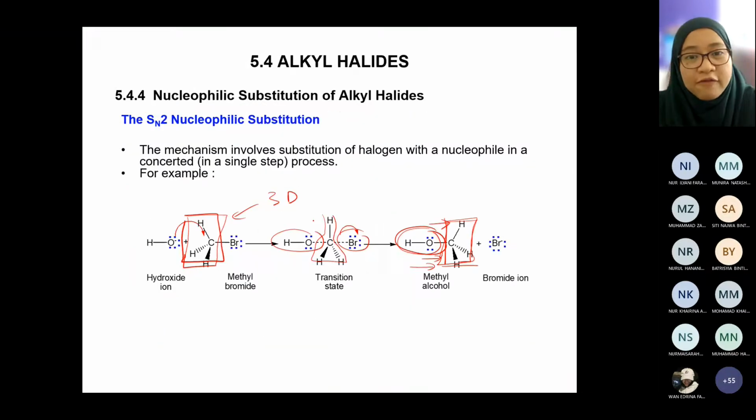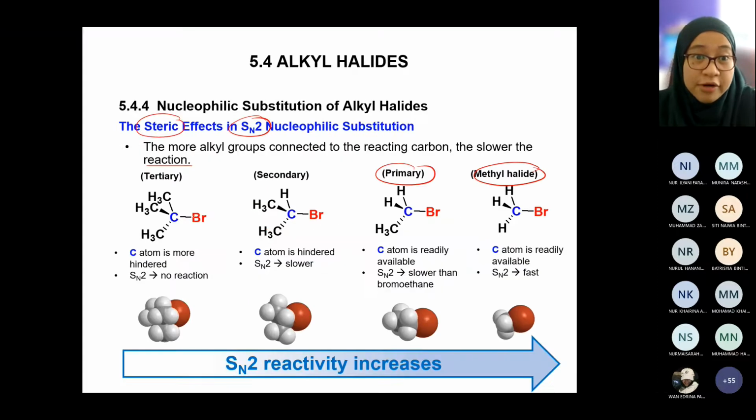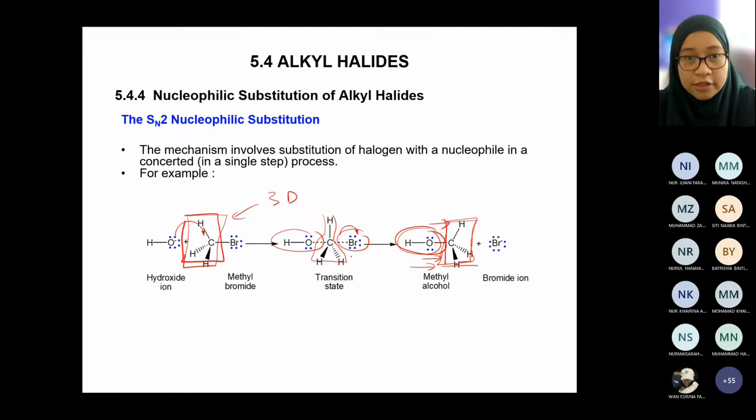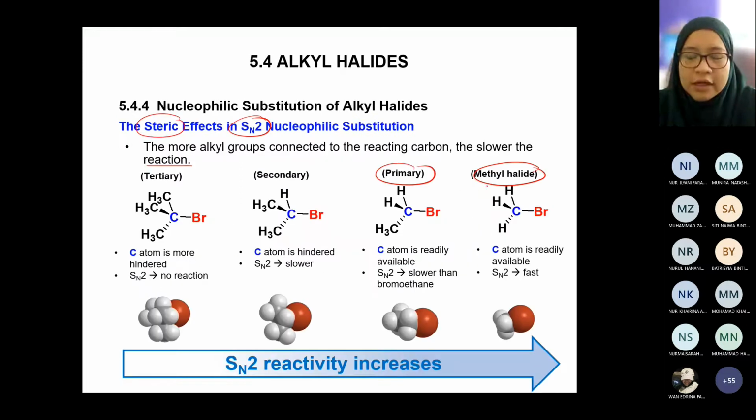Sebab apa? Sebab dia tak form carbocation. Kalau dia form carbocation, of course dia akan prefer tertiary or secondary. Primarily dia prefer tertiary lah. Okay, tapi dia tidak ada formation of carbocation. In that case, that is why primary dengan methyl halide are more preferable. Okay, kenapa? Again, kenapa dia prefer primary ataupun methyl halide more than tertiary and secondary? Okay, so dia punya reactivity increases kalau methyl halide or primary halide are used.